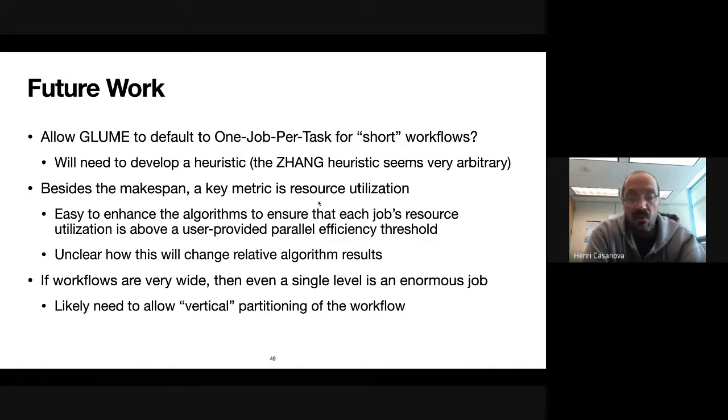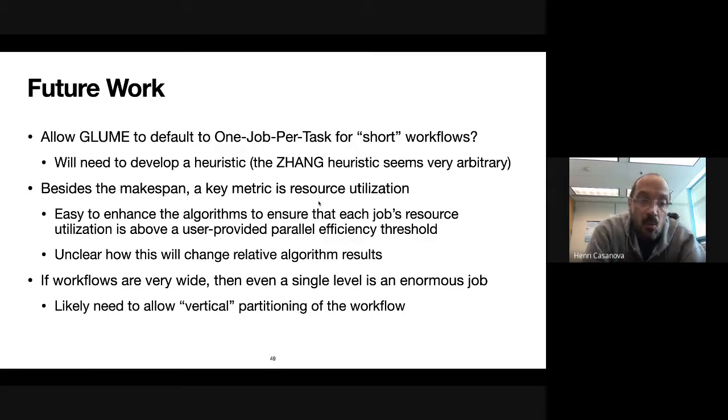And so very easy for the algorithm to say, well, yes, I could ask for this many nodes for that much time, but turns out my utilization of those nodes won't be lower than 80%. Therefore, I'm not going to ask for that job. I'm going to ask for fewer nodes. Right? It's really unclear how this will change the relative results of the algorithms. We haven't done that. But as far as implementing this in the algorithms, it's pretty straightforward.